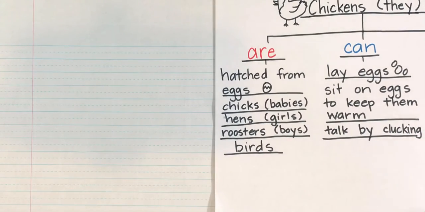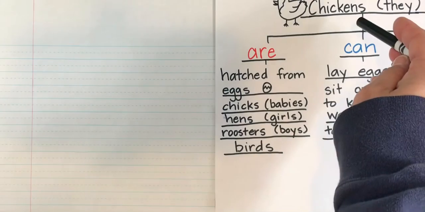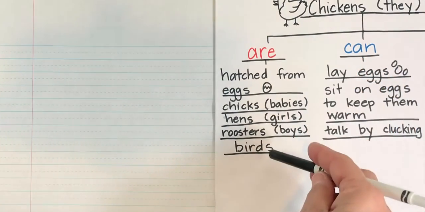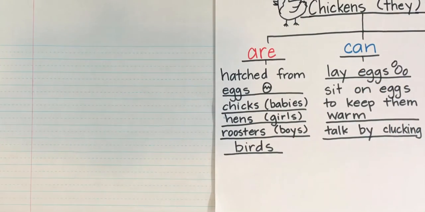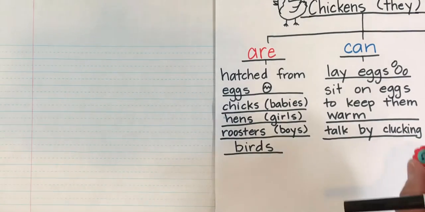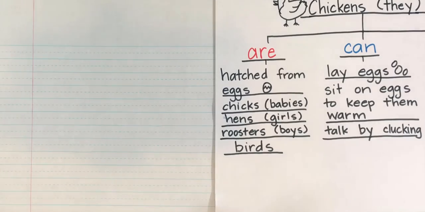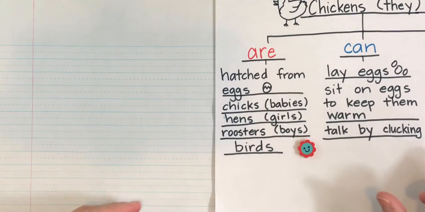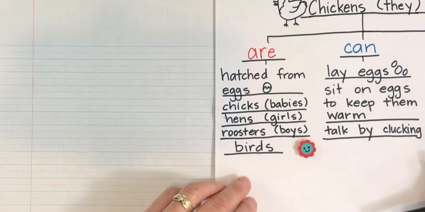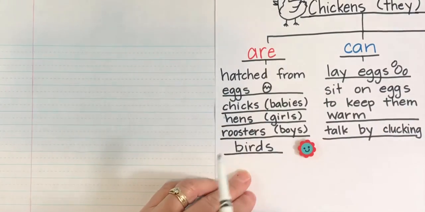I'm going to follow my tree map though, and I'm going to say that chickens are birds. That's going to be my first sentence. Chickens are birds. All birds have feathers, so I think it's important that people know chickens are birds. So, chickens is a hard word. I could use my sounds or I could look at my tree map.